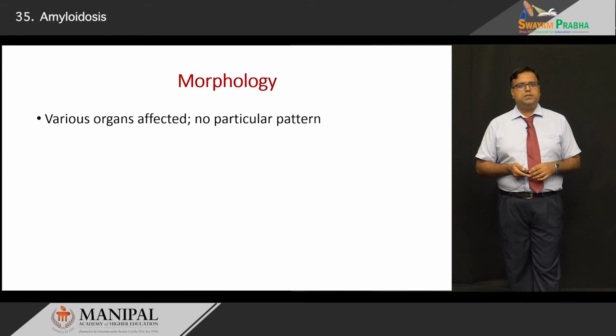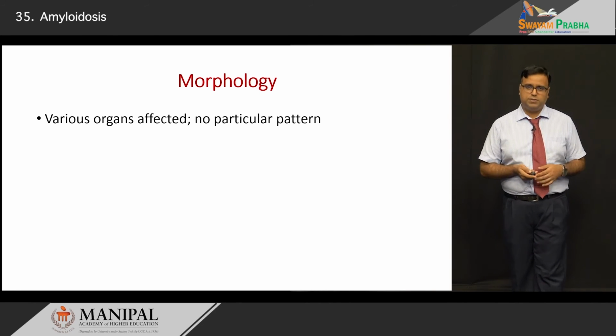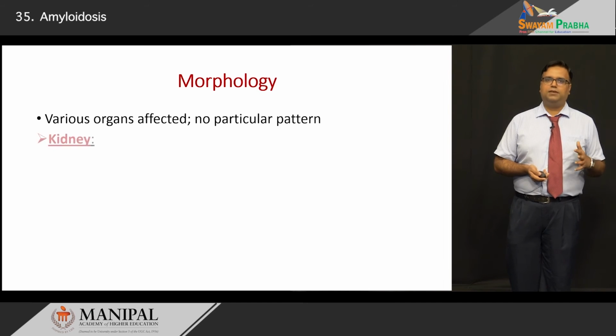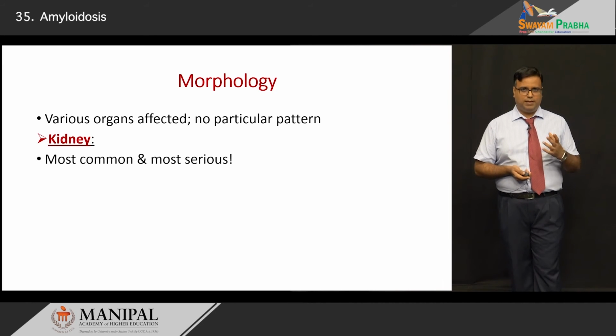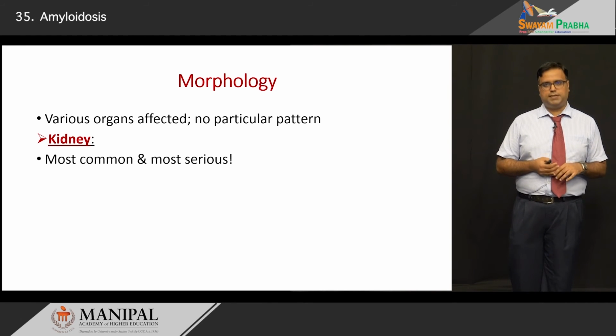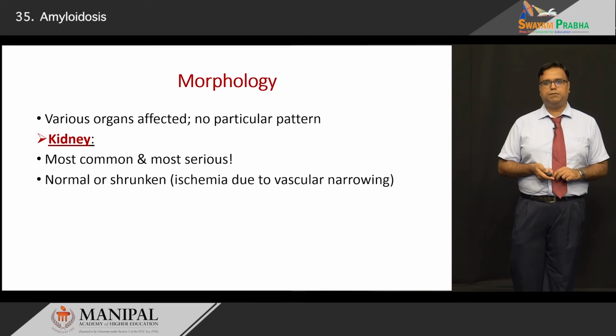So if you look at the morphology of this, all the organs of the body are inescapable. It will affect each and every organ. So there is no particular trend or pattern where it has a tropism towards, but you will see certain organs being affected more than the others. Kidney is affected by amyloidosis quite often. You will see a renal biopsy show a lot of amyloid deposits. It is the most common and certainly the most serious of the ones.